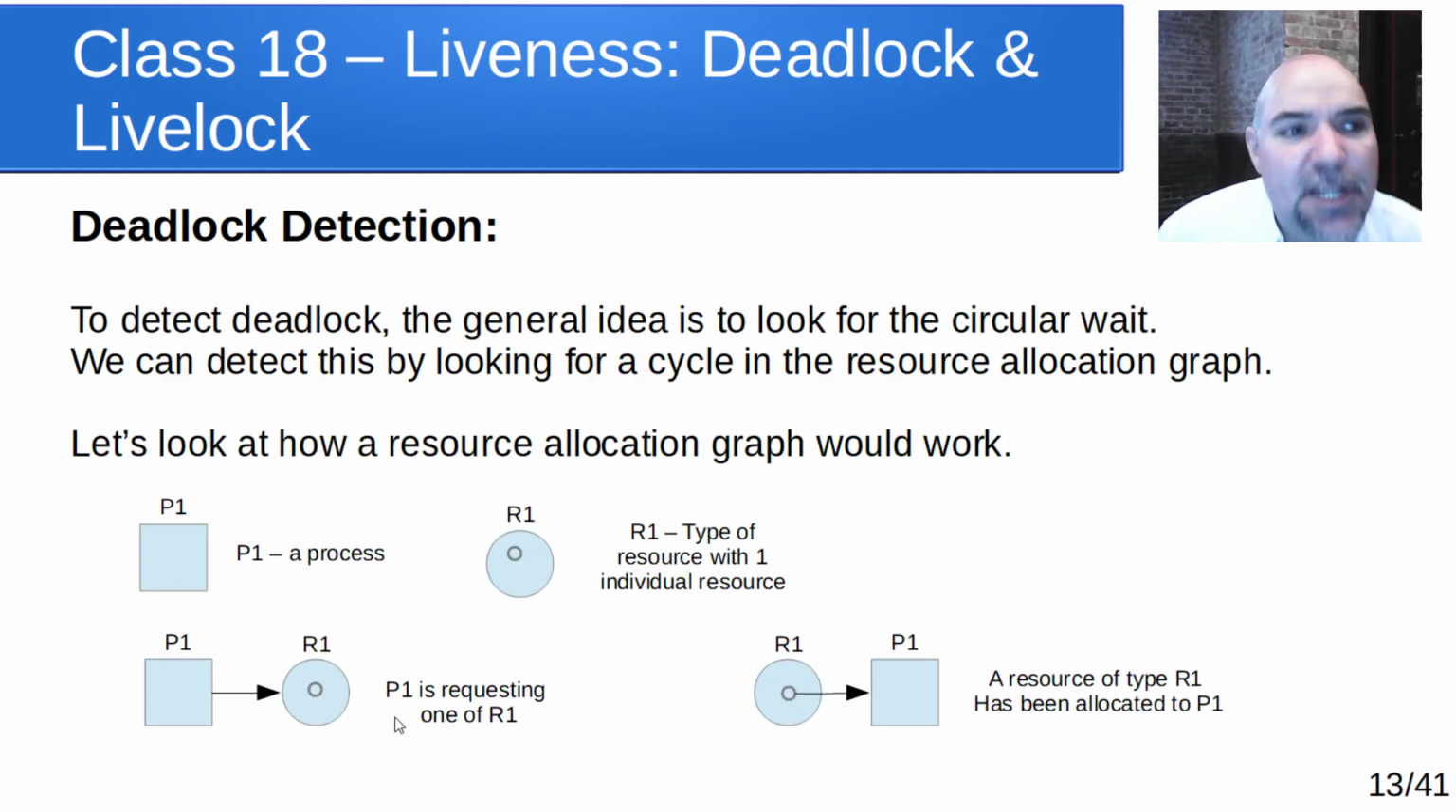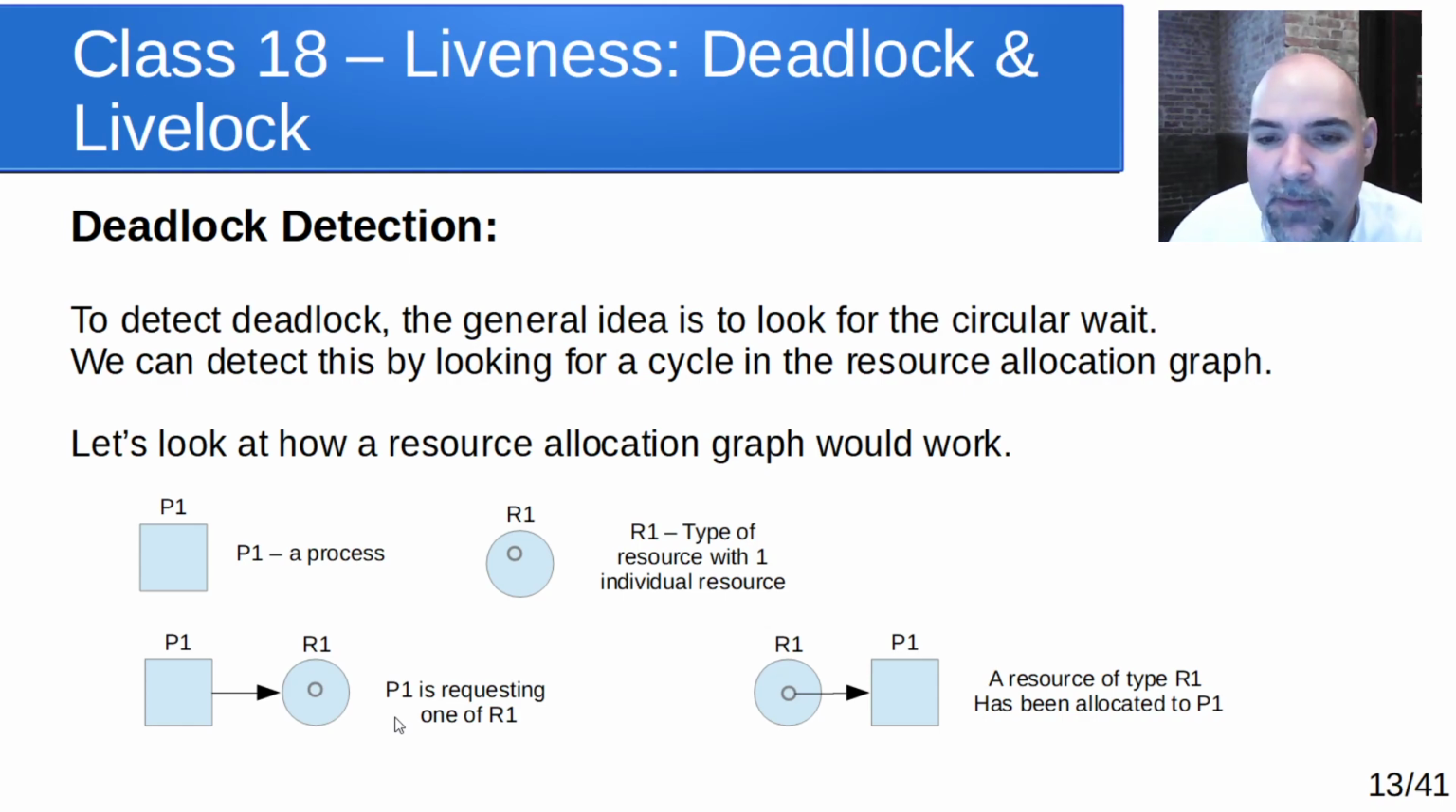Now, deadlock detection is the second one we said. Allow the conditions to exist, but have some kind of monitor process that looks for the deadlock and then does something about it, or detects it and then decides how to resolve it. So the general idea is to look for the circular wait. The way we can detect that, I'm going to present a method here.